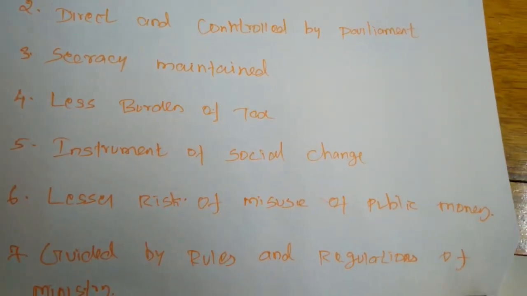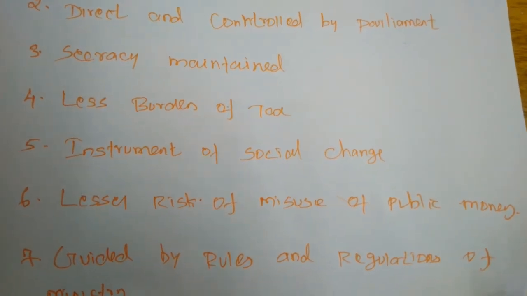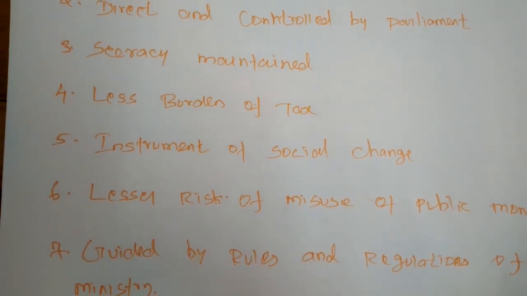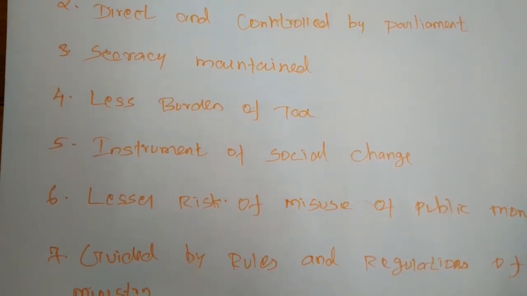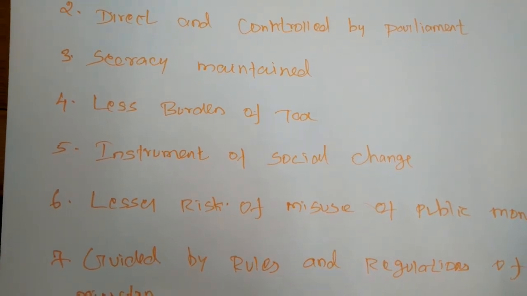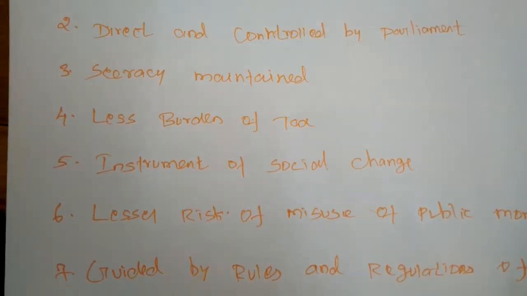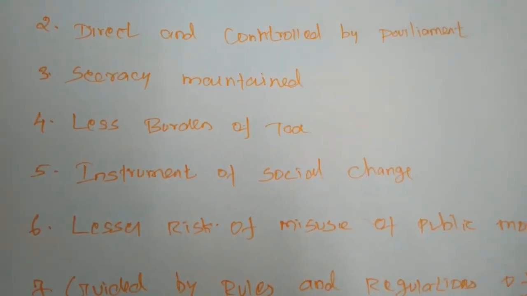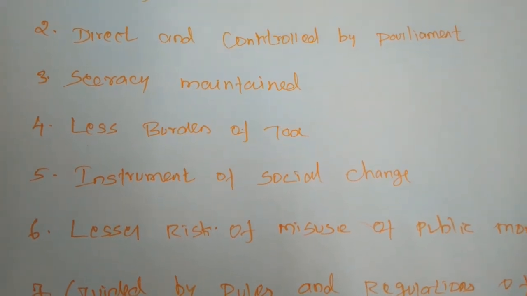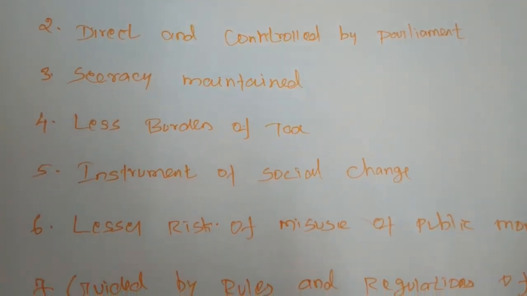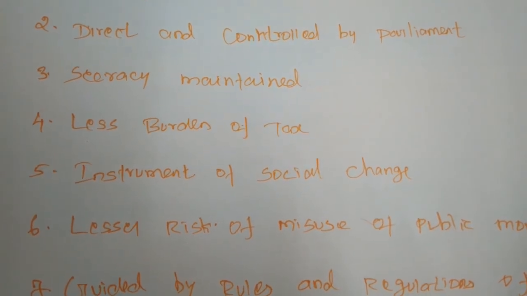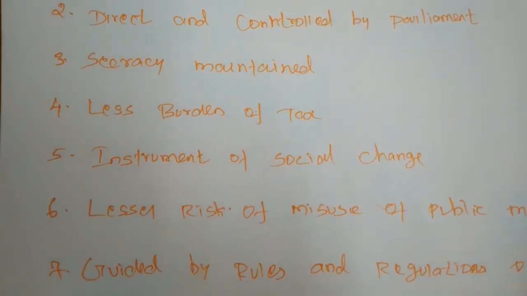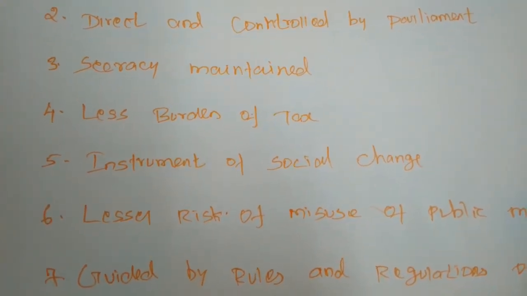Next, lesser risk of misuse of public money. As the departmental undertaking is subject to budgeting, accounting, and audit procedures of the government, the risk of misuse of public money is relatively less. When we compare to private organizations, they also maintain accounting and auditing. But when they do so, some corruption and red tapism may arise. Corruption may also exist in government organizations.